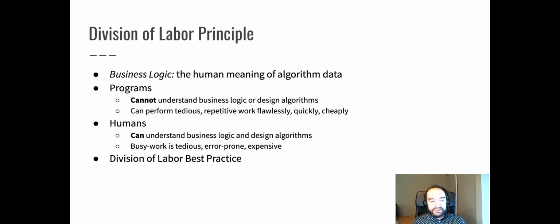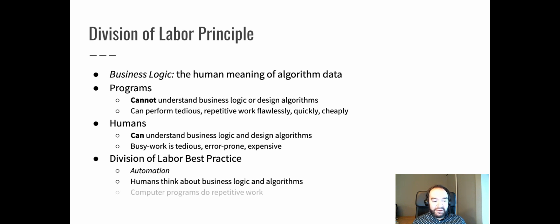So there's a best practice for how we should divide up labor between these two agents that are working on creating software, and that's automation. The humans should be the ones thinking about the business logic and the algorithms, and the computer program should be doing the repetitive work. It's not always possible to achieve this perfectly, but what we strive for is that humans aren't doing repetitive, tedious, error-prone work. Anytime you find yourself doing that, you should find a computer tool to do that for you, automate it essentially. Templates are a part of the C++ language that combines these two principles of modularity and automation.